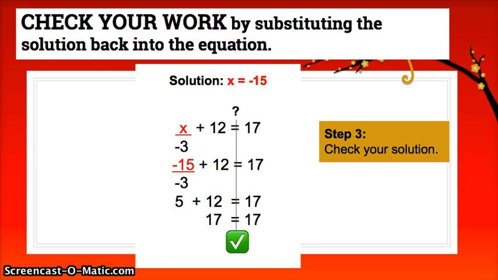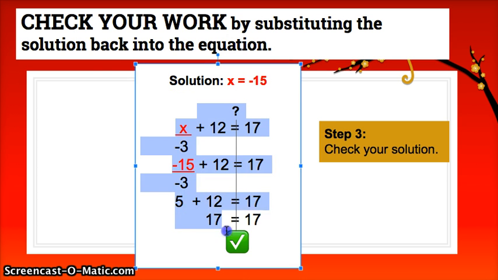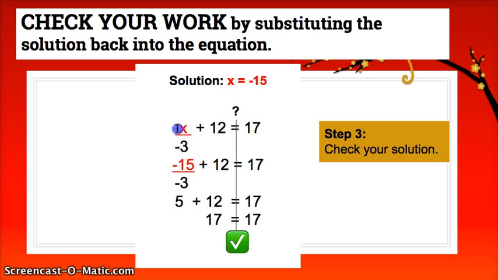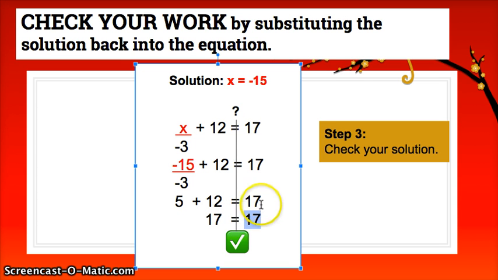Again, to check my solution, I substitute it into the equation. Please make sure you're writing all of this right here that I'm highlighting down on your notes. You write the original equation, you replace the variable with the value that you came up with, negative 15, and then you simplify. Negative 15 divided by negative 3 is a positive 5. And then you add 5 plus 12 is 17. And sure enough, the left-hand side has a value of 17. The right-hand side has a value of 17. So this is balanced. And x equals negative 15 is the correct solution.